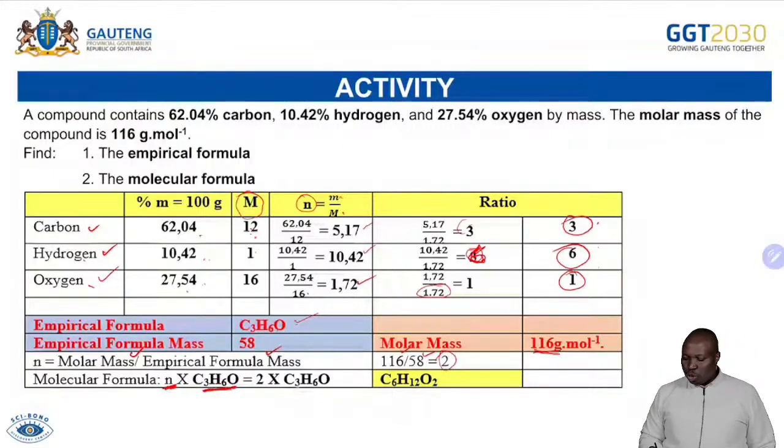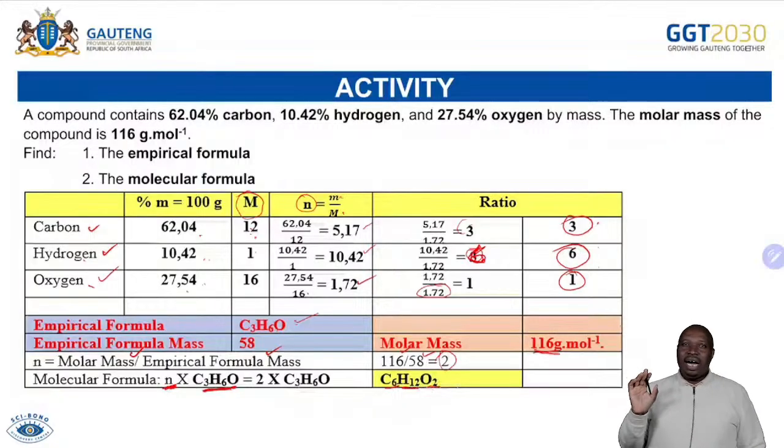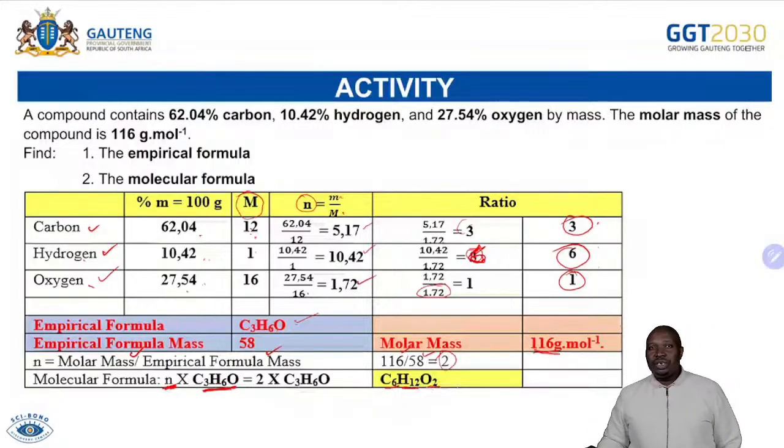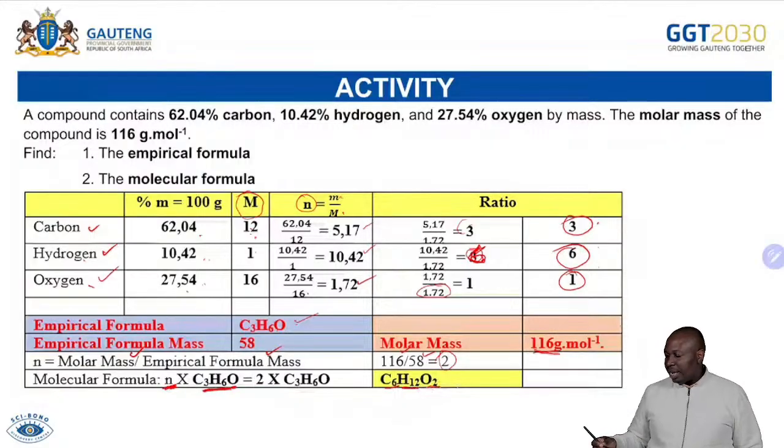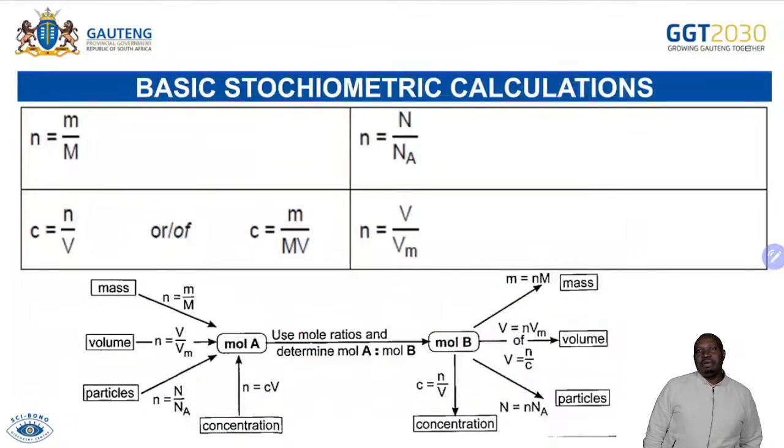So when you multiply this by 2, you get C6H12O2, which is hexanoic acid. So you are able to do that, and it's important that you know this. Remember, we are having half of the paper which is organic, a lot of marks from organic. So we are saying spend time there and remember that.